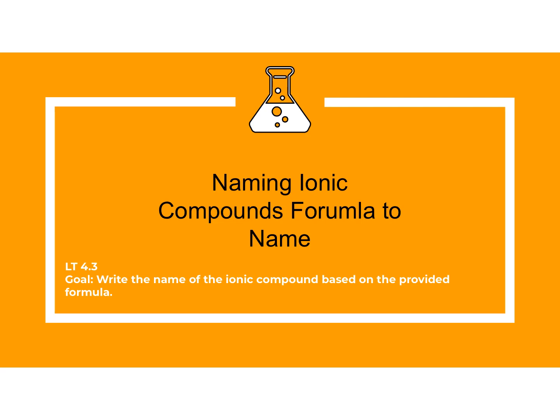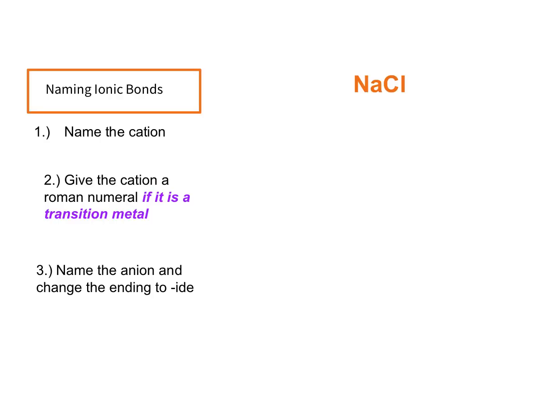Alright, so now we're going to talk about naming ionic compounds when we're going from formula to name. So this is learning target 4.3. We have 3 steps when we are naming ionic bonds. First step is to name the cation, which is that positive charge. Our next step is to give that cation a Roman numeral if it's a transition metal.